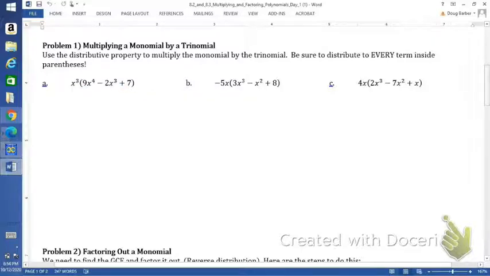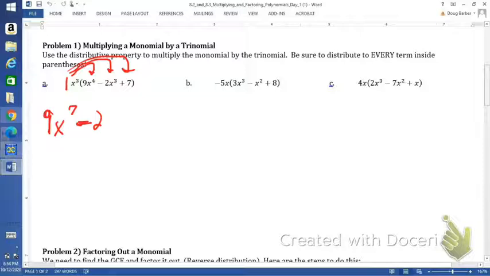Alright, so we have to distribute the x cubed to every single term in parentheses. We're combining the different warm-ups that we just did. So we have an x cubed times 9x to the 4th. We multiply the coefficients, so 1 times 9 gives us 9, and then it's going to be x to the 7th, because we're adding the 3 and the 4 together. And then we have, I'm just going to put the 1 here.